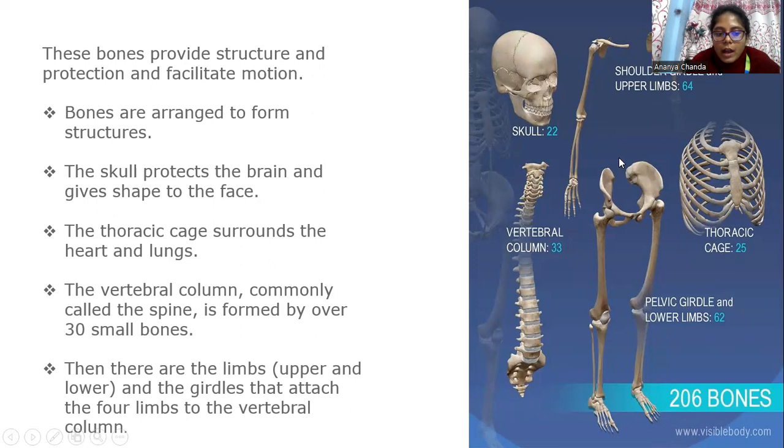Then there are limbs, that is the upper limb and the lower limb. So there are girdles that attach the four limbs to the vertebral column. There is a shoulder girdle and a pelvic girdle. So this shoulder girdle is present in the upper limb and the pelvic girdle is found in the lower limbs.